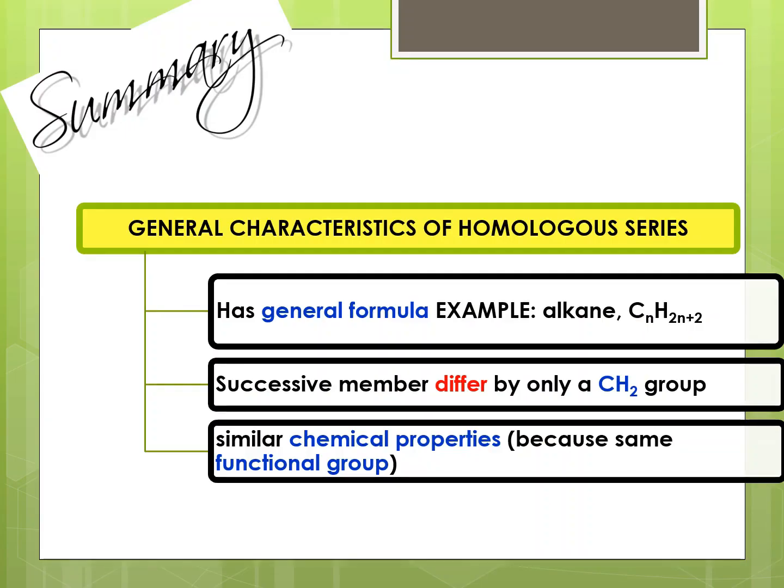As a summary, the general characteristics of a homologous series: it has a general formula, for example alkane, CnH2n+2. Successive members differ by only a CH2 group, and they have similar chemical properties because they have the same functional group.